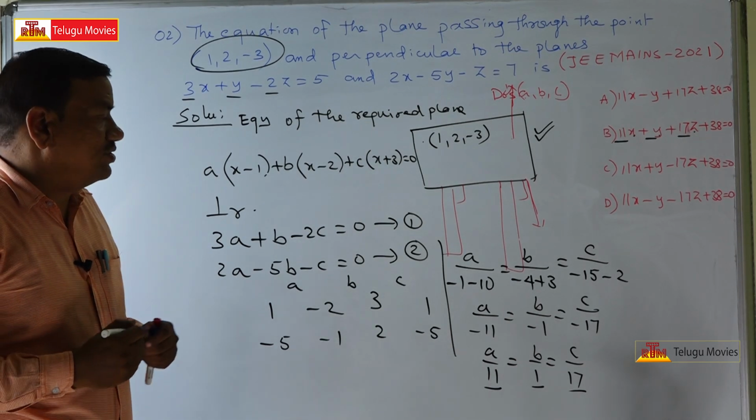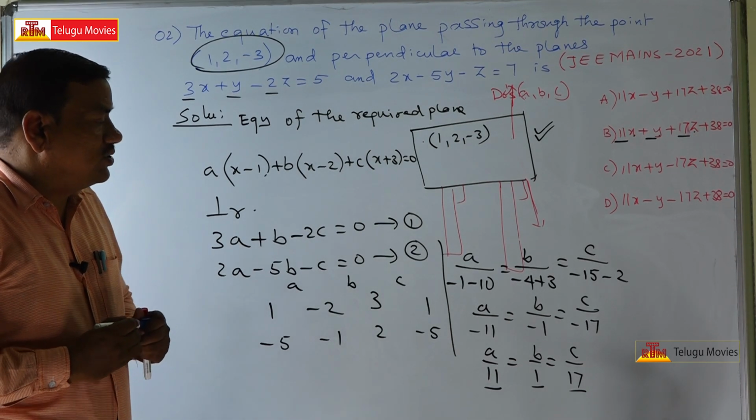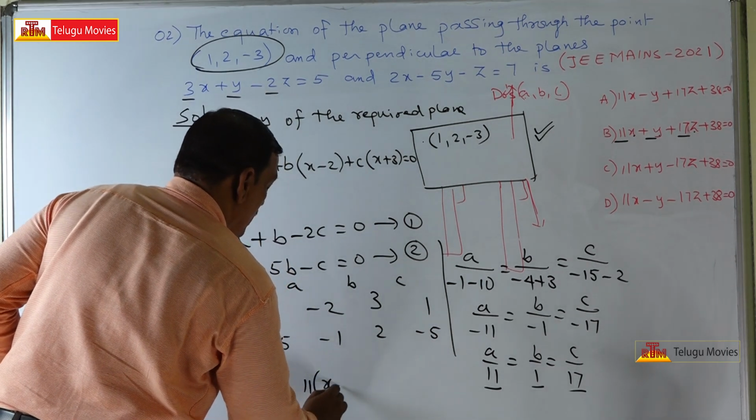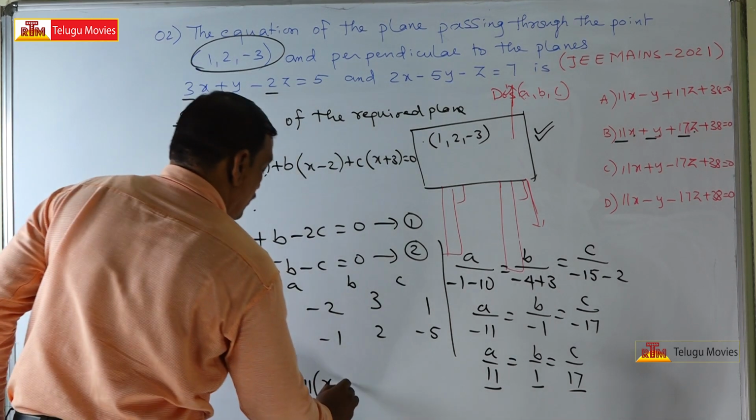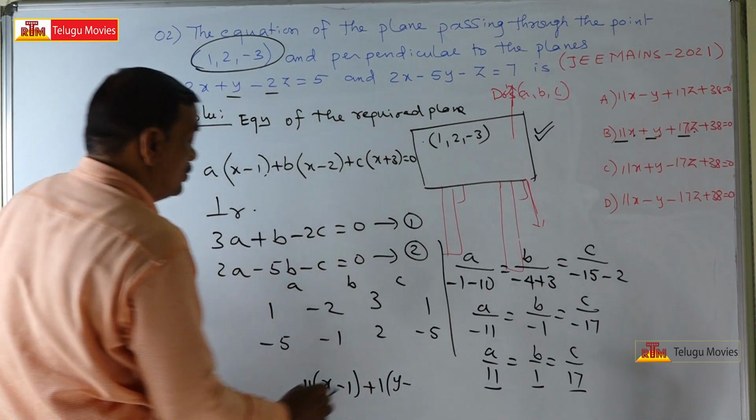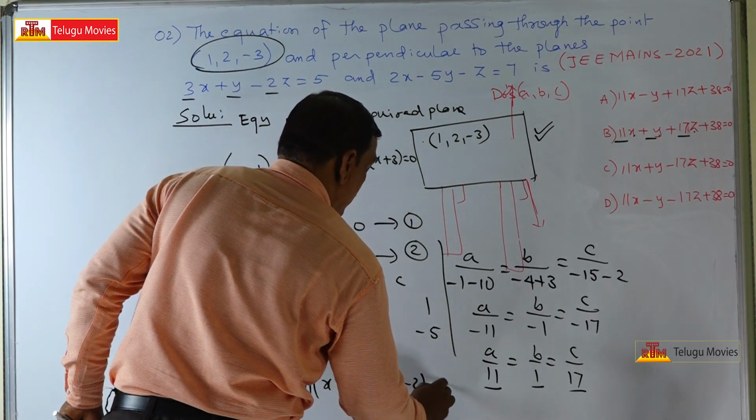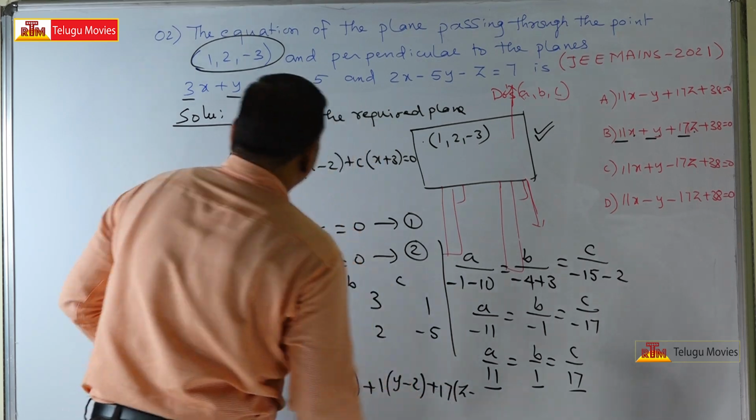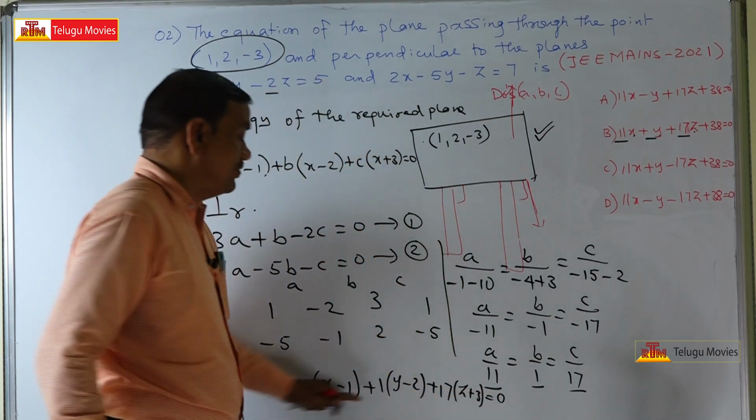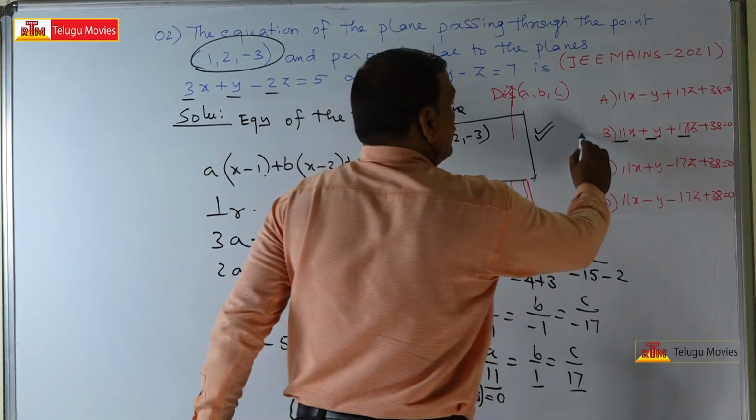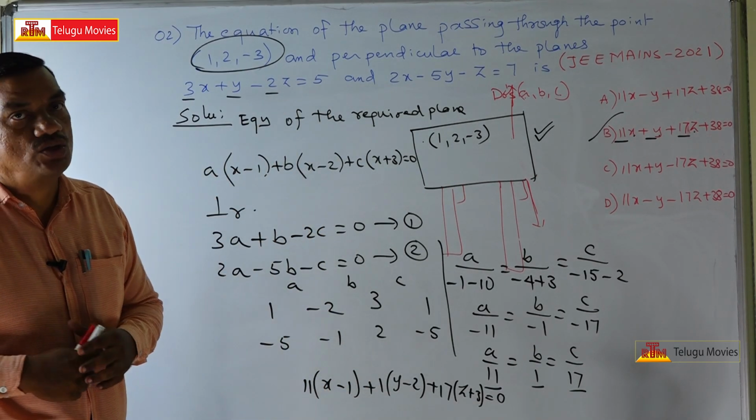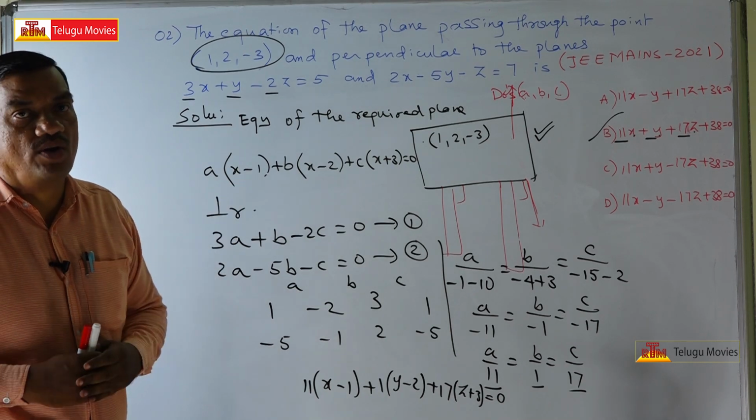So it's a very easy problem and solution also. Actually, what you have to find out is 11 into x minus x1, that is x minus 1, plus 1 into y minus y1, that is y minus 2, plus 17 into z minus z1, that means z plus 3, is equal to 0. If you simplify this, you will get option B as your right answer. I hope you understand this solution. So let us go to the third problem.